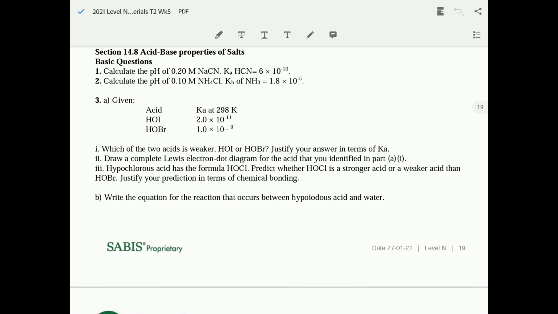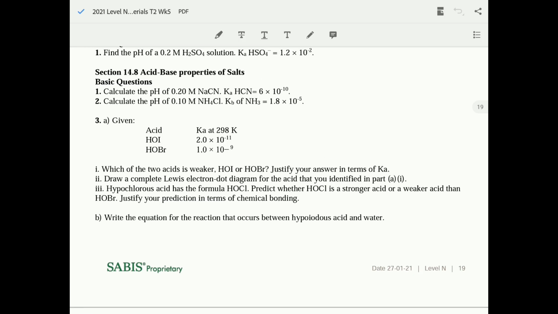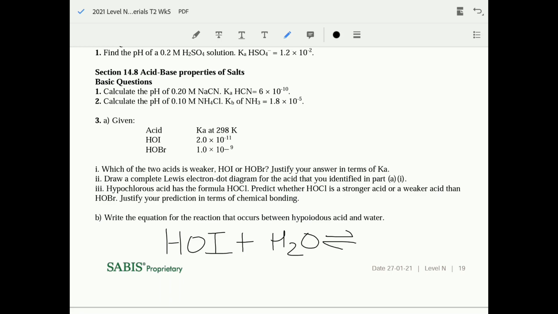Alright, now we write the equation of the reaction that occurs between hypoiodous acid, which is HOI, and water. HOI plus water. Considering that it's a weak acid, it doesn't dissociate completely, so you have to use a reversible arrow, to give H3O plus, because it's a proton donor, plus OI minus. That's the reaction that occurs. Alright guys, let's move on.